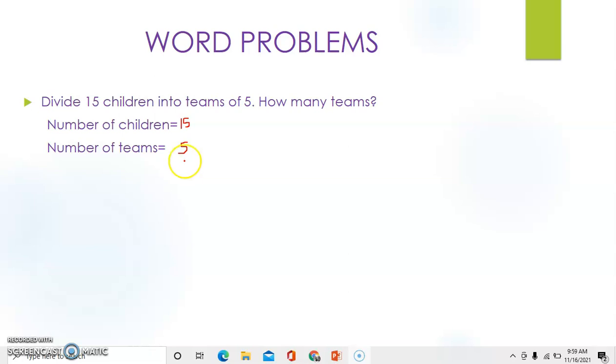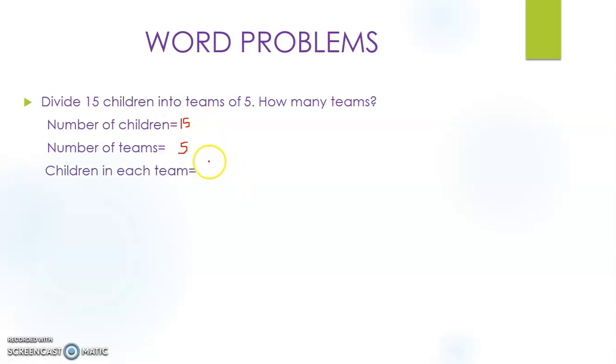So number of children in each team എങ്ങനെ ഫൈൻഡ് ചെയ്യുക? 15 divided by 5. 15 divided by 5 ഫൈൻഡ് ചെയ്യാൻ എന്താ ചെയ്യുക? Find a number which when multiplied by 5 will give you 15. 5 into എത്ര ചെയ്താൽ 15 കിട്ടും എന്ന് നോക്കുക. 5 ones are 5, 5 twos are 10, 5 threes are 15. So 15 divided by 5 എത്രയാണ്? 3 ആണ്. So number of teams the children are divided into is equal to 3.